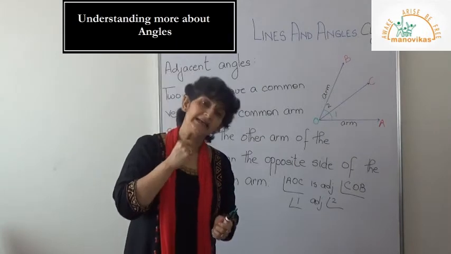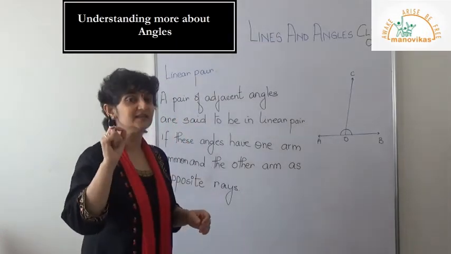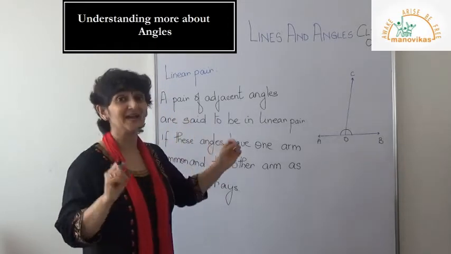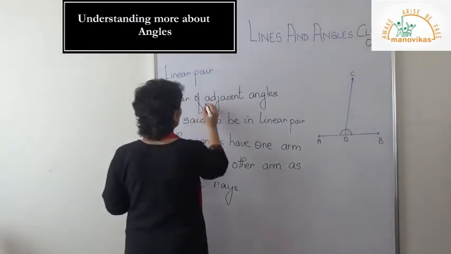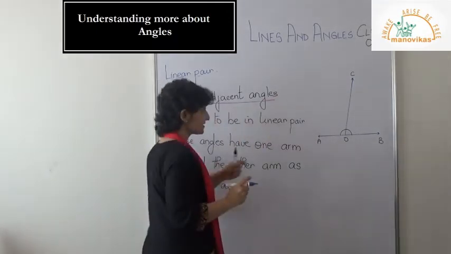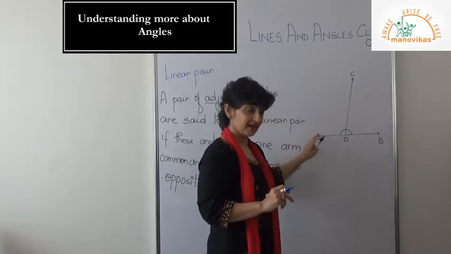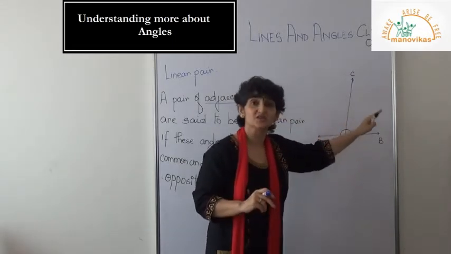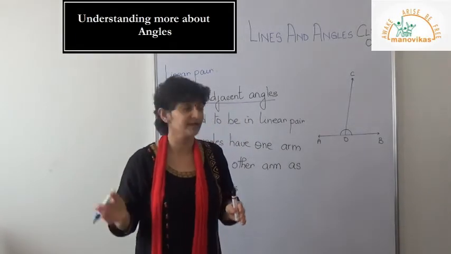Let's move on to another angle. Let's understand what is linear pair. A pair of adjacent angles. I know angle COA is adjacent. They are next to each other. Remember, adjacent means next to one another.